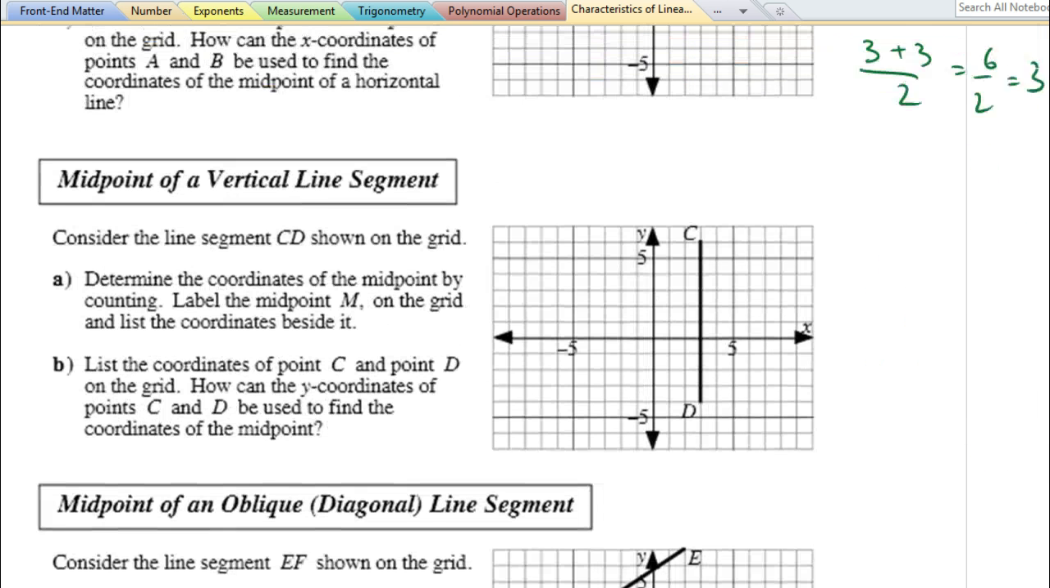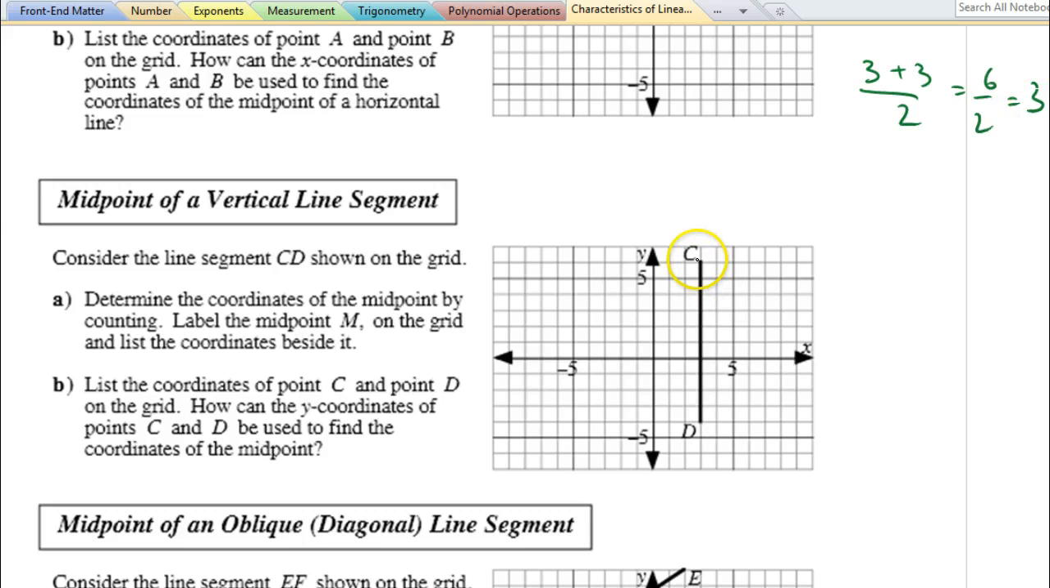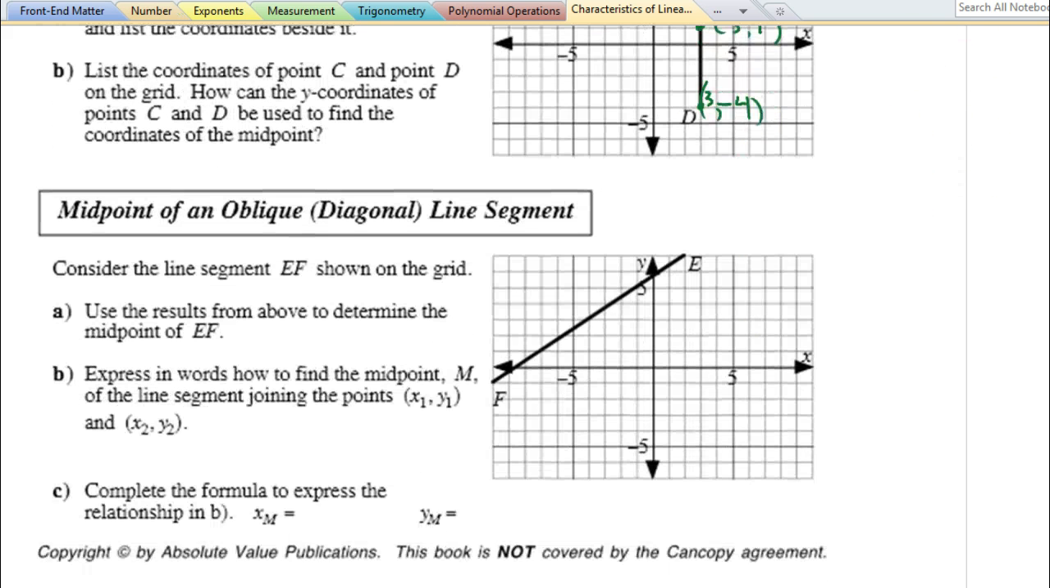Okay, vertical line, the same thing. So let's look at the y coordinate here and the y coordinate here. The y coordinate here is -4. The y coordinate here is 6. So again, -4 plus 6 divided by 2, and my answer is 2 divided by 2, which is 1. So that is the y coordinate right over here. 1, 2, 3, so (3, 1). Okay, and this is (3, 6), and this is (3, -4).